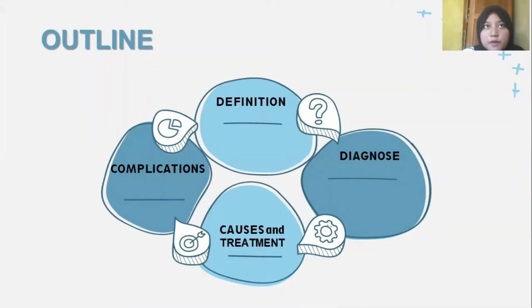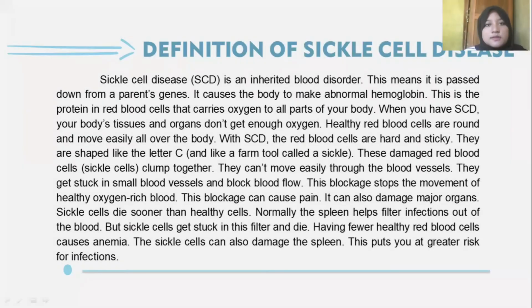There are several points that I will explain to you. First, I will explain about the definition of sickle cell disease. Second, diagnosis of sickle cell disease. Third, cause and treatment of sickle cell disease. And last, complication of sickle cell disease. Next, I will explain about the definition of sickle cell disease.